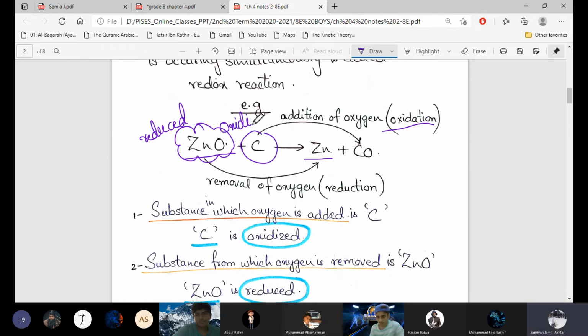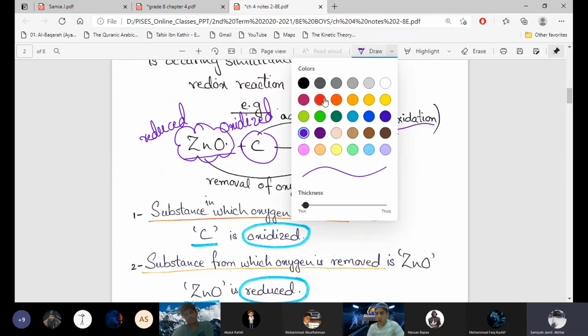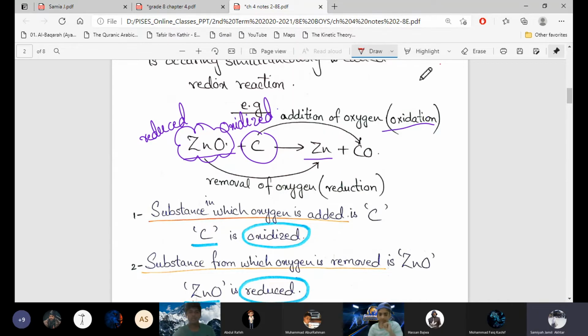Which one is the reducing agent and which one is the oxidizing agent? Zinc oxide is the oxidizing agent, because the substance which is reduced is the oxidizing agent. And the substance which is oxidized is the reducing agent.